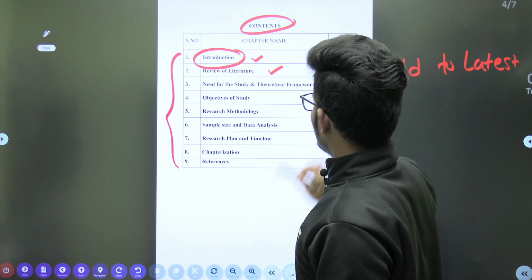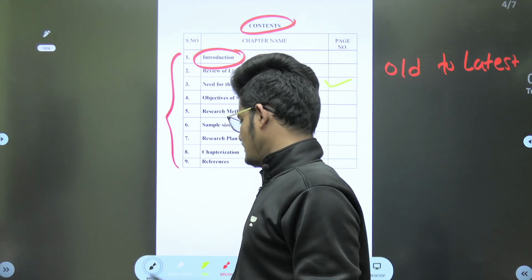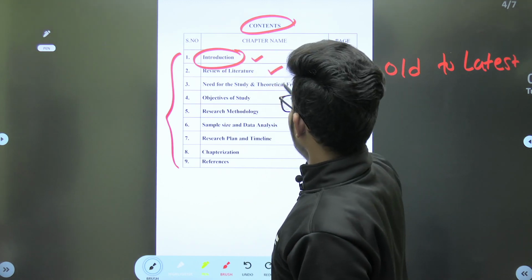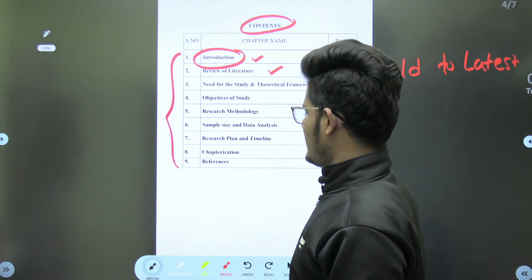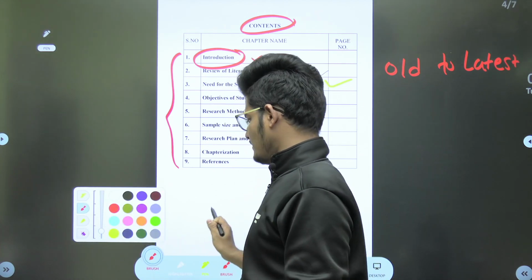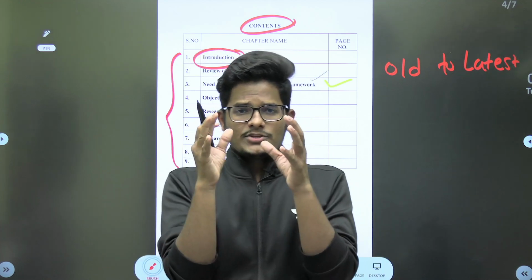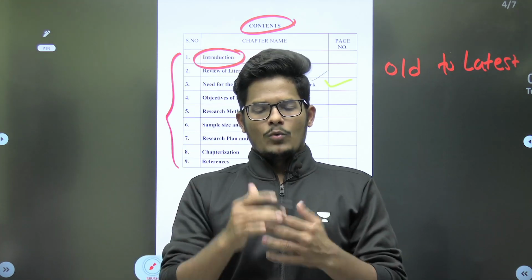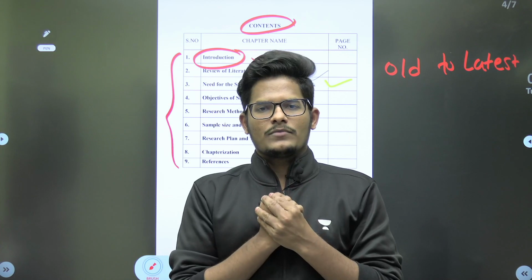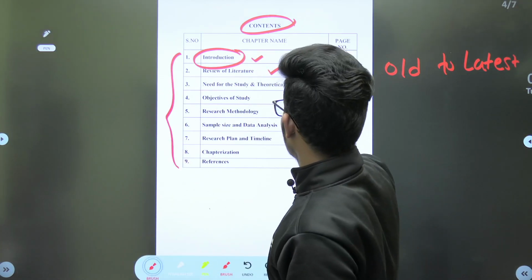So after research literature review, the third one that you have to go through is the need of the study and theoretical framework. What is the need of the study? Need of the study is indicating what your research problem actually is. Why do you want to do this study? What is your problem? Problem statement formulation comes under here.